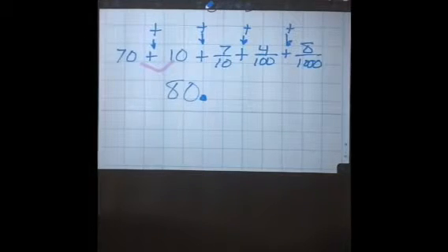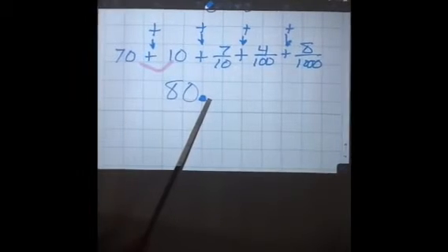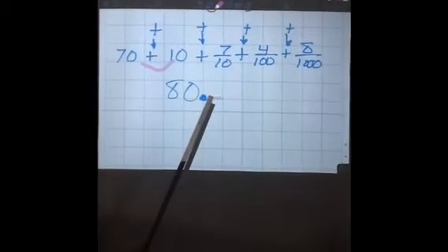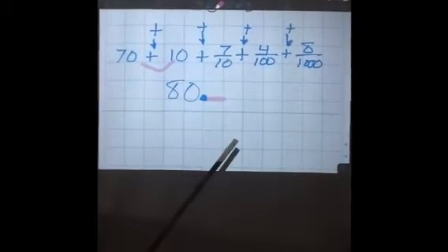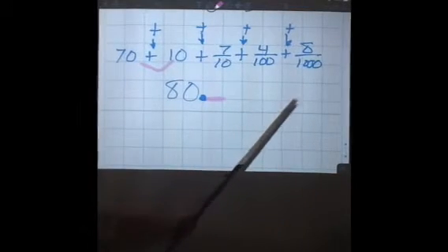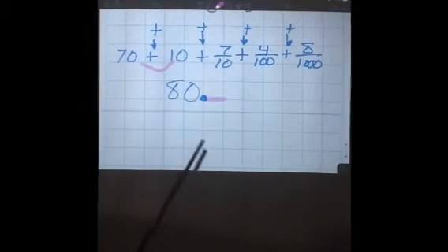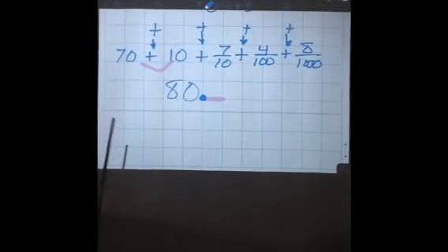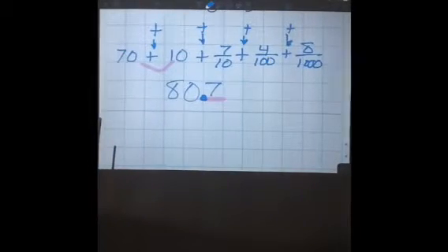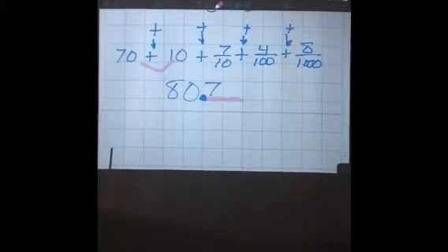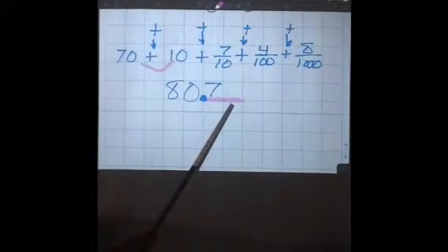Now I'm going to put my decimal point. Now, what goes here? What goes here? My tenths. How many tenths am I showing up here? Just one, right? So what's that number on the top? 7. So I put that there. Now what's this next place value? What's the place value of this one?